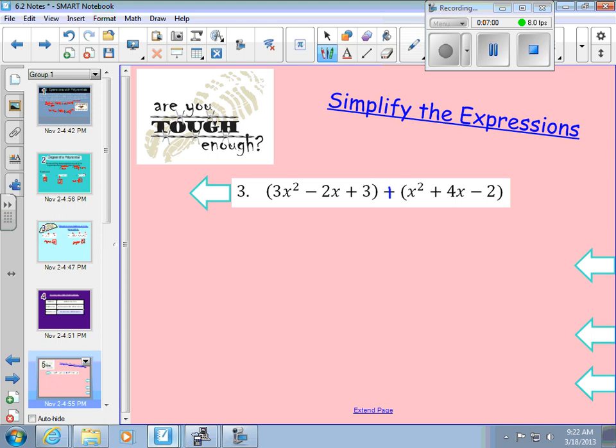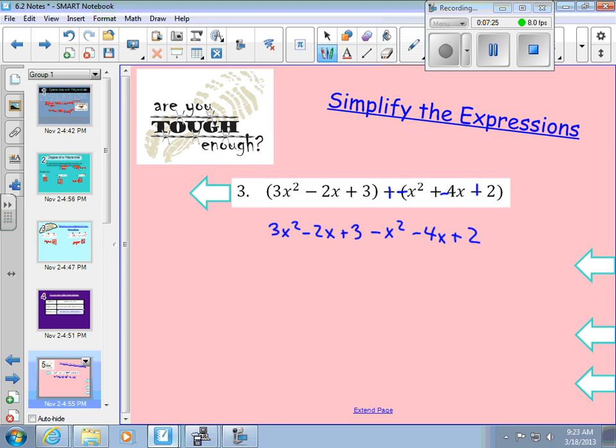So we want to take this, turn it into a plus. But by doing that, that means we need to distribute that negative sign to everything. So everything's going to get the opposite sign. So this is going to turn to negative. This is going to turn to negative. This last one's already negative, that's going to turn into plus. So what we end up with is 3x squared minus 2x plus 3 minus x squared minus 4x plus 2.